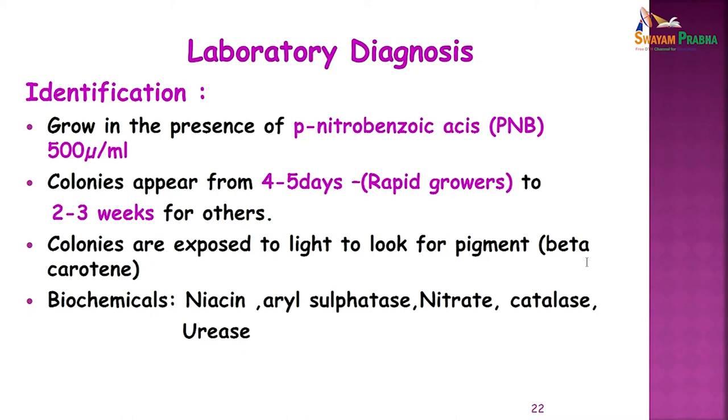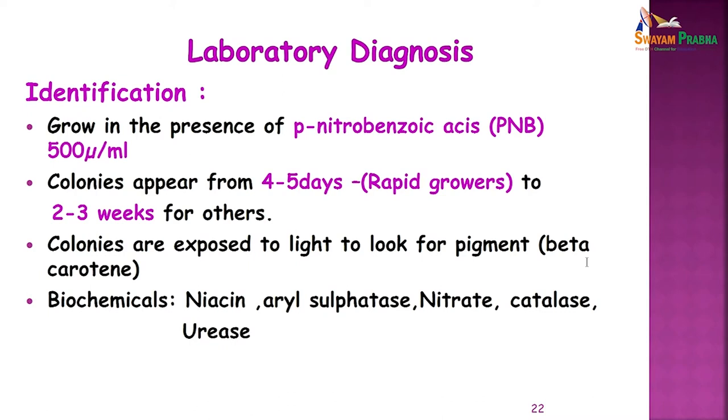Further identification is done by demonstrating growth in the presence of PNB. In fact, this is one of the tests we always do when we are trying to differentiate a Mycobacterium tuberculosis from NTMs in a respiratory sample. Like I mentioned earlier, colonies in the case of rapid growers will appear within 4 to 5 days, whereas they take 2 to 3 weeks for photochromogens, scotochromogens, and non-chromogens.